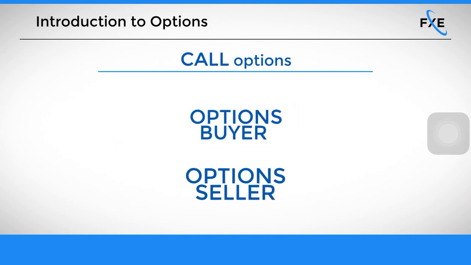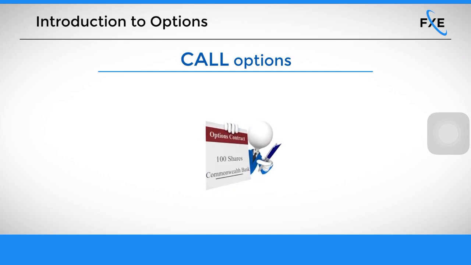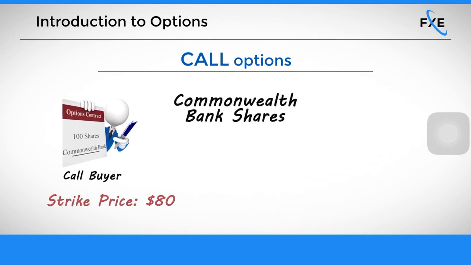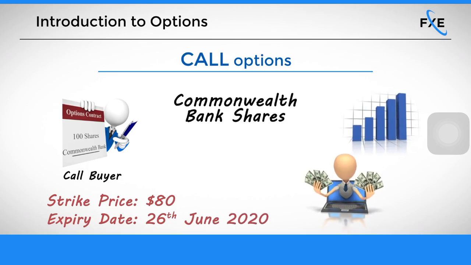As we mentioned earlier, there are at least two parties involved in every options transaction: the options buyer and the options seller. As an example, buying a single call option contract on CBA, representing 100 CBA shares, will give the call option buyer the opportunity to gain from a positive move in CBA above $80, which is the strike price, after the close of trade on the 26th of June 2020, which is the expiry date.